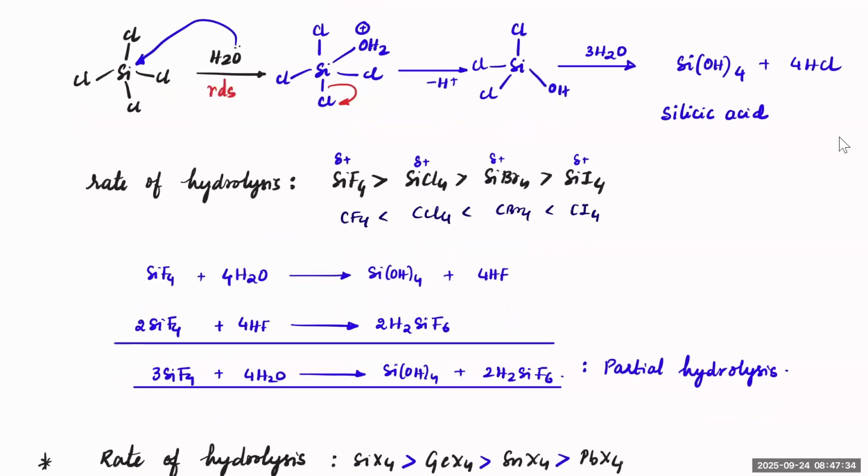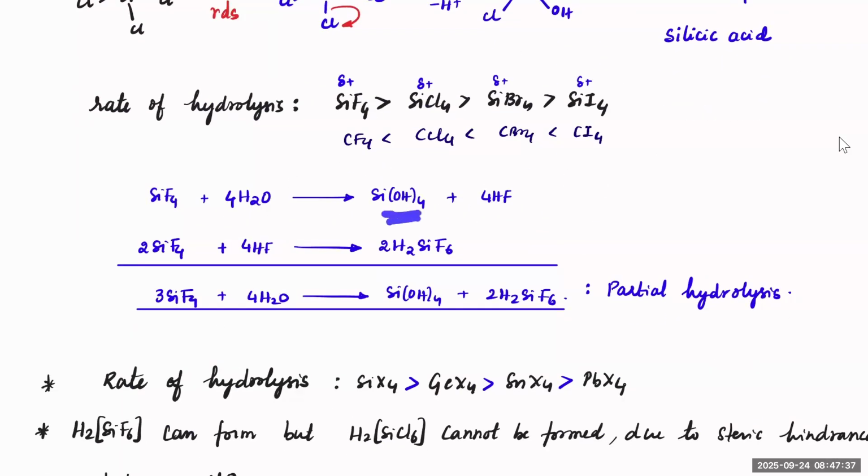Now, once the silicic acid is forming, have you noticed that the HF which is forming can further react with SiF4 and convert into H2SiF6. So if I add all of them, you can see 3 moles of SiF4 with 4 moles of water converting into 1 mole of silicic acid and 2 moles of hydrofluoric acid (H2SiF6). Clear? This is a partial hydrolysis that you need to remember.